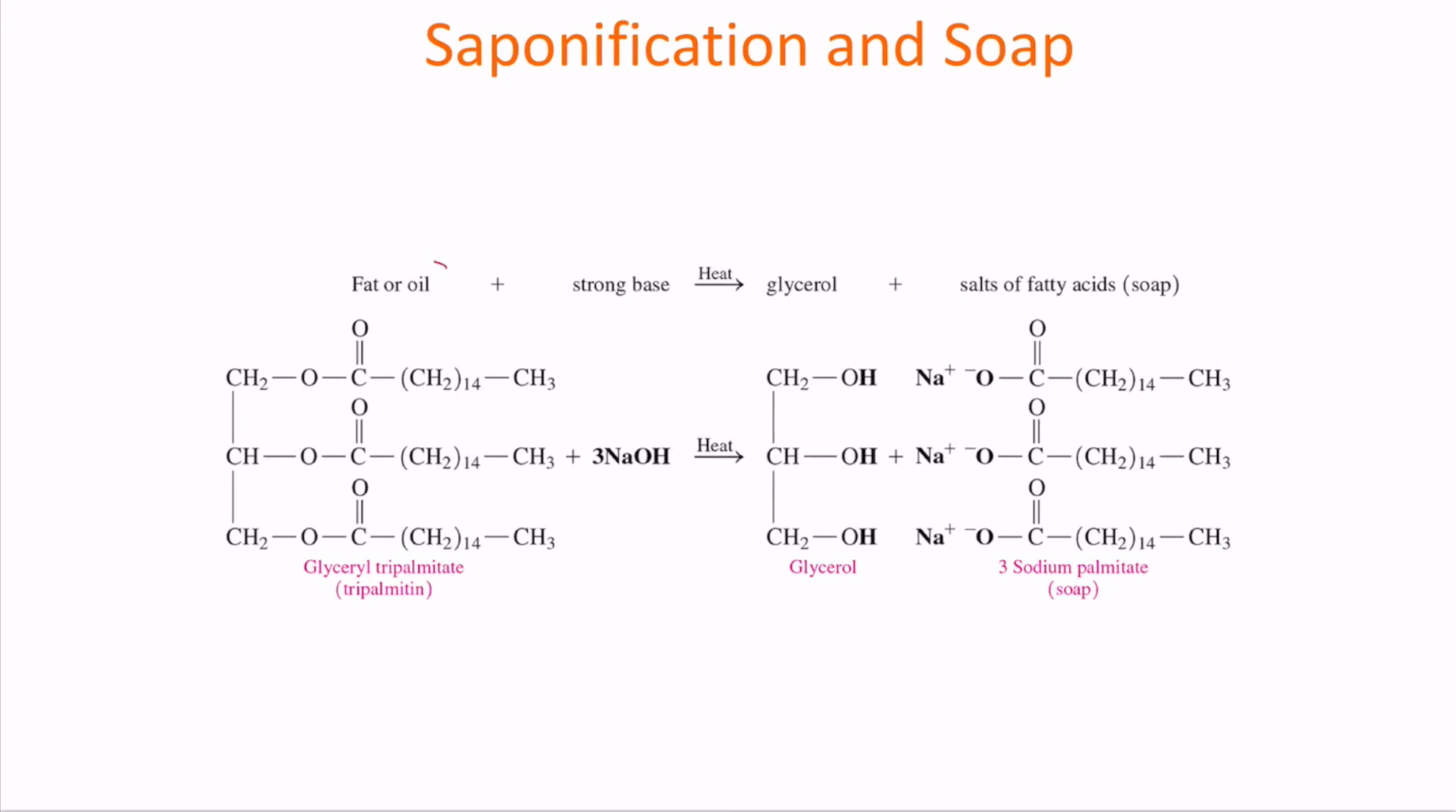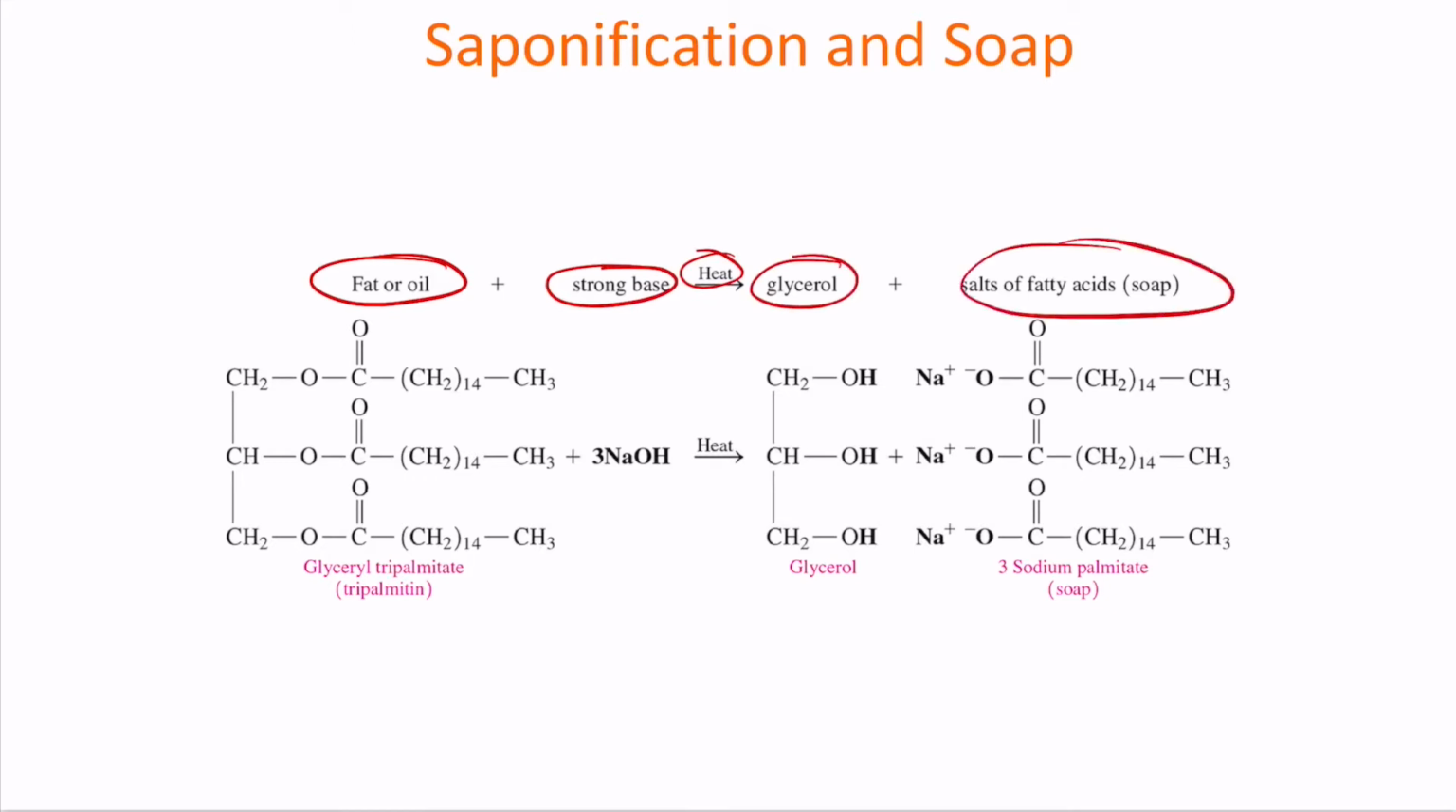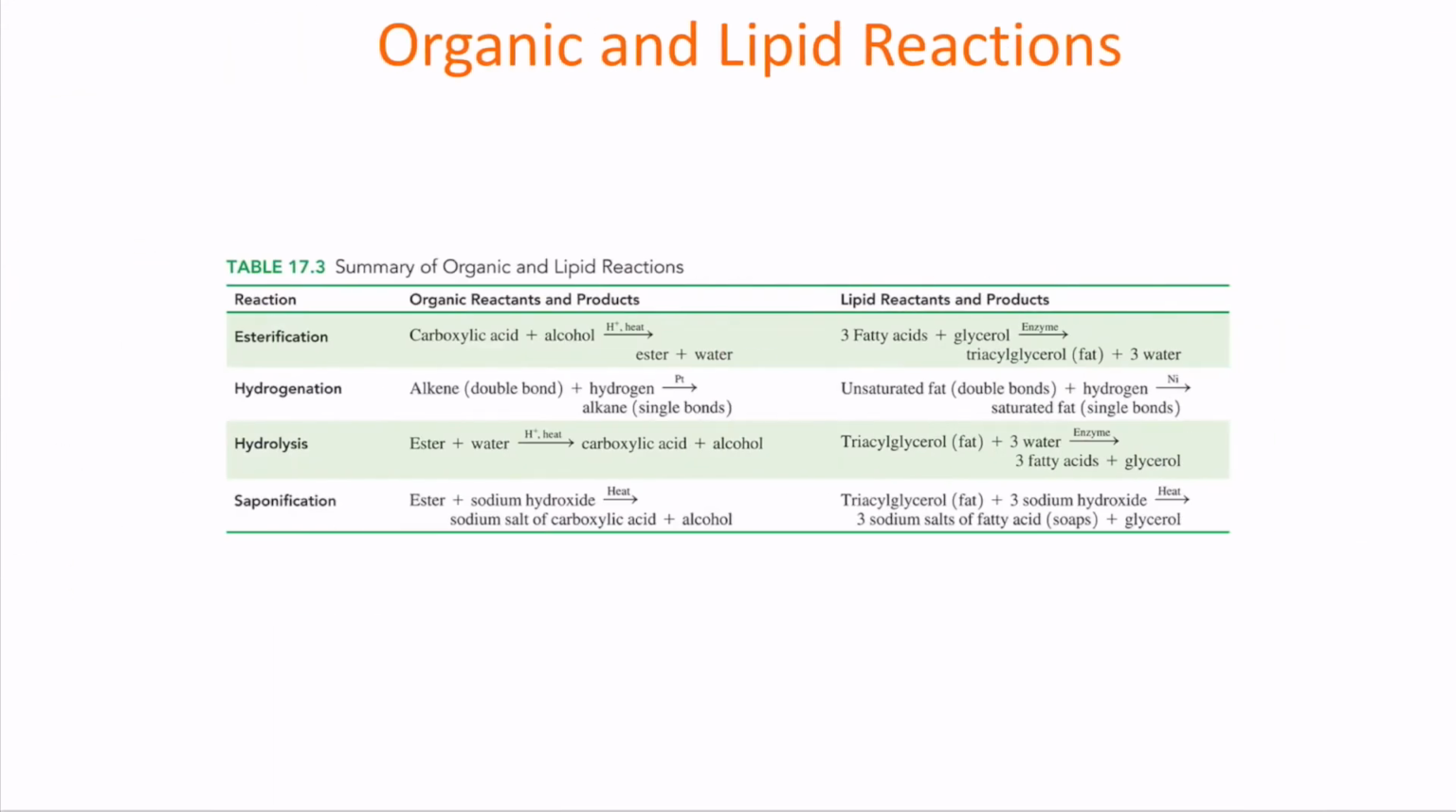So what is happening here? When you add fat or oil to a strong base in the presence of heat, it splits into glycerol and the salts of fatty acids. The one that splits into the salts of fatty acids is what we call the soap. So that's why the name saponification is basically creation of soap.